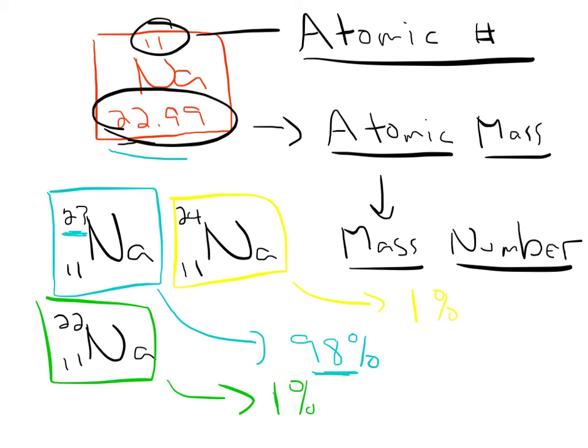But the reason this is not 23 is because some sodiums, and this is slightly higher than 1%, this one, it's like 1.1% maybe. It's an average of these three. And so when you average the masses of 22, 23, and 24, it's going to come out very close to 23, again, because most of the isotopes of sodium are 23, but there are two different isotopes that aren't 23, and that's reflected in this number. So this is an average. And we'll talk in more detail about that in a later video.